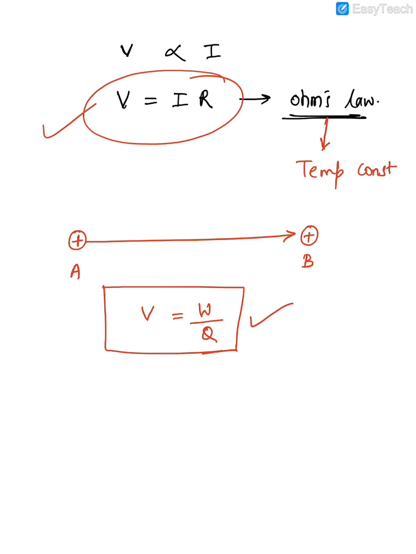Clear? Anybody remembers what's the unit of work? It is joule. Q is what? Coulomb. And V is what? Potential difference. So it is written as V. Remember, potential difference is always written as V. So for example, if I write V is equal to 20 V, what does it mean? Potential difference is equal to 20 volts. That's how you read it.